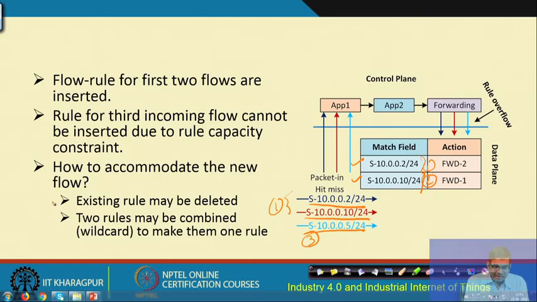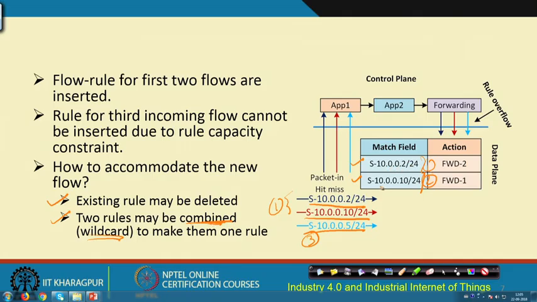There are 2 ways. One way is that you delete one existing rule and you insert the third one. The other possibility is that you combine. Using some wildcard or other mechanisms, you can have combined rules which will cater to multiple such rules together. For example, over here you can have S10.0.0.2 and here also you have S10.0.0.10. So, you can have a wildcard and you could have something like S10.0.0.* which will match both. But then although you can combine these two in the form of one rule using a wildcard like star, that will also not make it very specific. So, those constraints are also there, but in certain cases this kind of combination will make sense and one could use it.